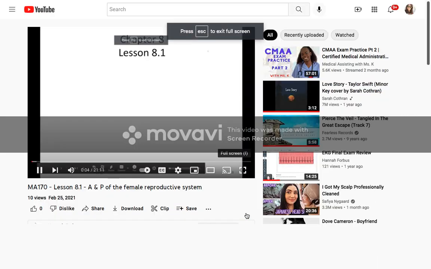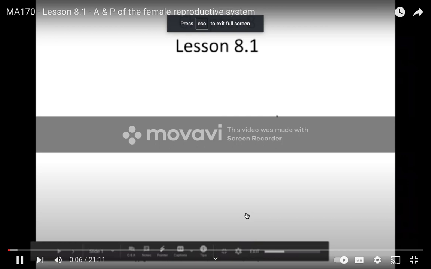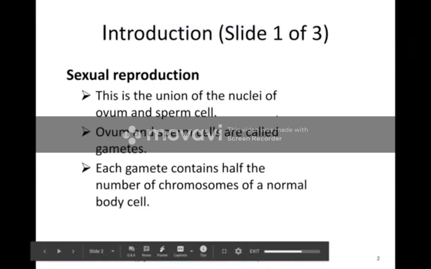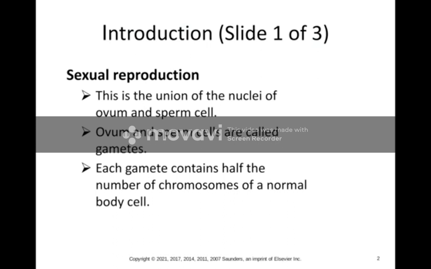Okay, welcome students. This is lesson 8.1. So we're going to cover the terms of sexual reproduction. This is the union of the nuclei of an ovum and a sperm cell. And those are each called gametes. Each gamete contains half the number of chromosomes of a normal body cell. So half from the sperm and half from the ovum.